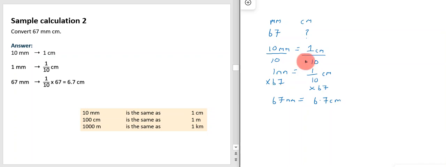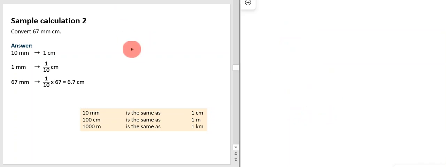So we can see here we've gone from a small unit to a big unit, so we would expect the answer to be a smaller number. So we've gone from 67 millimeters to 6.7 centimeters. So 67 millimeters is equivalent to 6.7 centimeters. They're just two examples, and we'll look at other examples in class as well. But you need to be comfortable with moving between these different units of length, and I've just gone through two examples of how to do that.